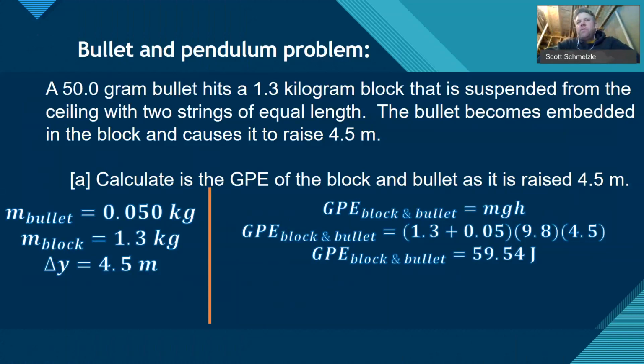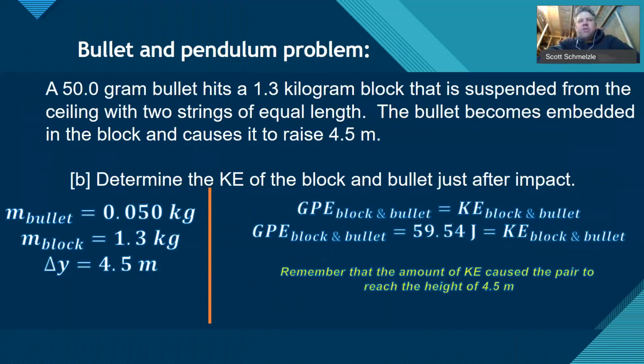Where did all that energy come from? Well, it came from the impact and it came from the kinetic energy of the two, all right? So to determine the kinetic energy of the block and bullet just after impact, when we look at this, at the top, the kinetic energy is going to be 0. Bottom, the gravitational potential energy is going to be 0, right? So because those two are 0, that means that all of this gravitational potential energy, all the height that it reached, came from all the kinetic energy that it started with.